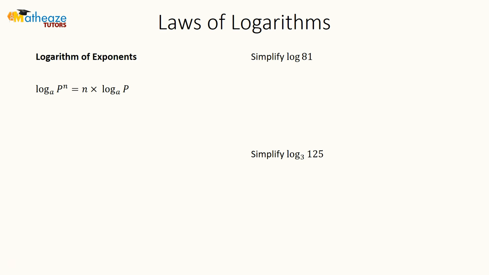So we look at the exponents. When you have an exponent on the number whose logarithm you're trying to determine, the law states that you would multiply log to base a of p by the exponent. So the exponent is right here, multiplied by log to base a of p. So let's apply that here.